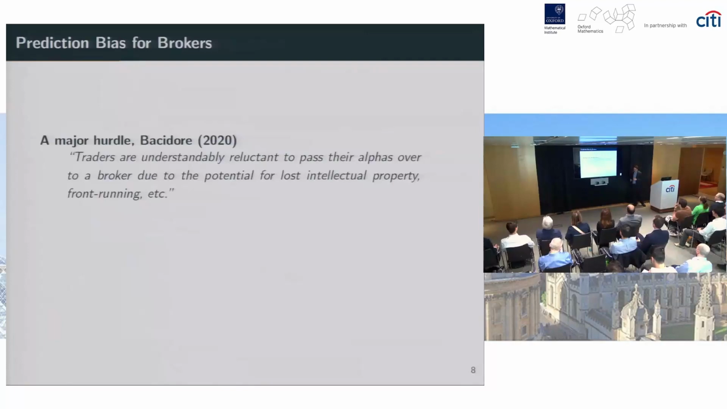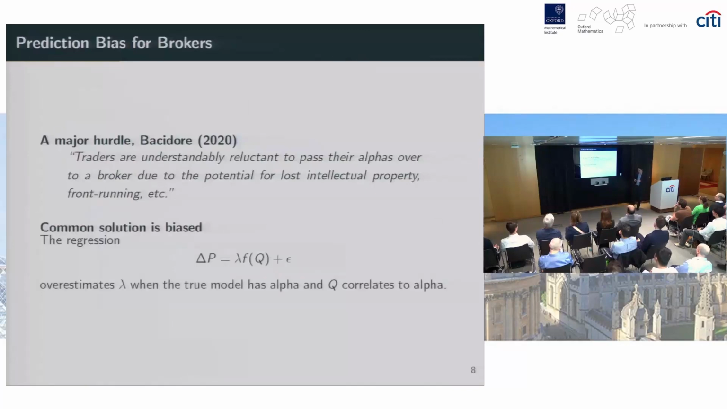So this is another quote just to say the obvious: traders are understandably reluctant to pass their alphas over to a broker due to the potential for lost intellectual property, front running, etc. So what do you do when you're missing a key component of the model? Traditionally, what you do is you just do the regression without it, maybe with an intercept.